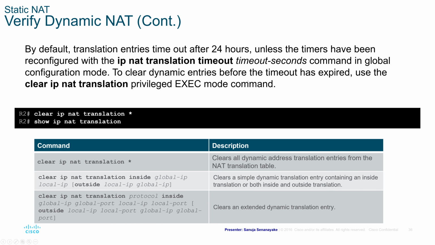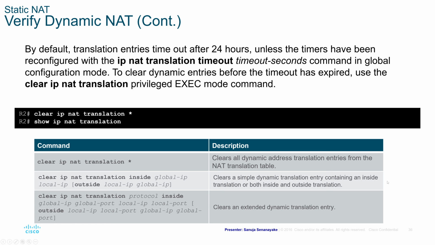To clear dynamic entries before the timeout has expired, you can use the clear ip nat translation command. The ip nat translation timeout is entered in global configuration mode, while the clear ip nat translation can be entered in privileged EXEC mode. And here, you can see that command entered, clear ip nat translation with a star, and the show ip nat translation will show the IP addresses.